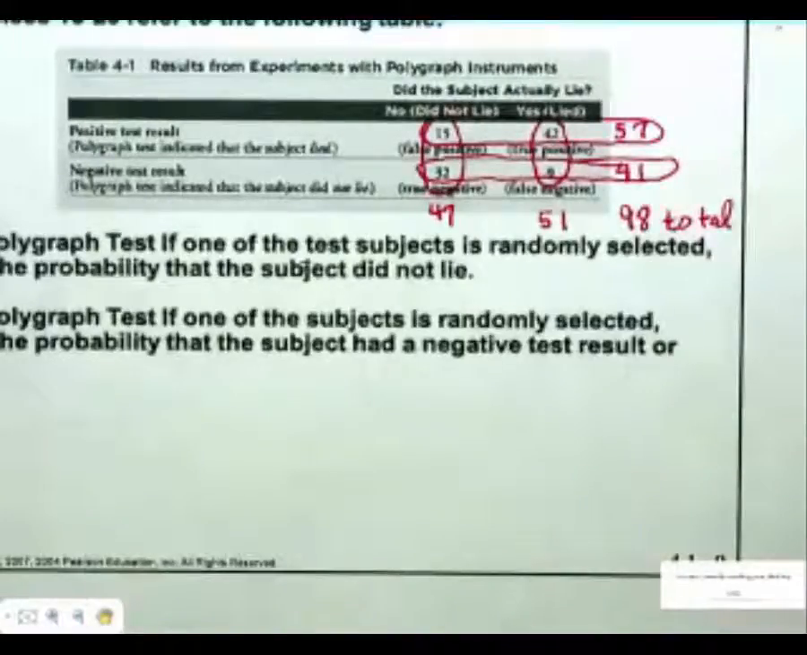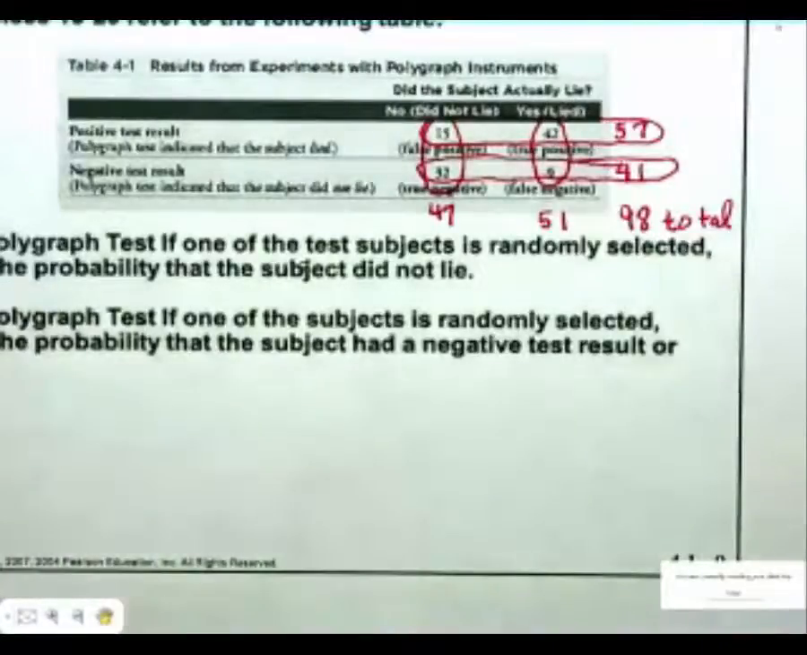Here's a good question. What's the total number of people who got the wrong result? Which would be 24. 24 out of 98, about a quarter of the time, the polygraph was wrong. And that's why polygraphs are not admissible in court. They're not completely accurate. Well, I'm going to say not very accurate at all. If it's wrong about 1 out of 4 times, that's pretty significant.